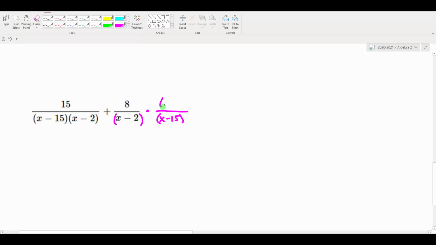It's a nifty little trick that works because really all we're doing is multiplying by 1, right? And when you multiply something by 1, it doesn't change its value. Okay, so after I do this, what we're going to get is 15 over x minus 15 times x minus 2 plus, now in the top, right, we get 8 times x minus 15. Just leave it alone, right? You're multiplying it just by putting it together. You don't actually have to distribute yet.